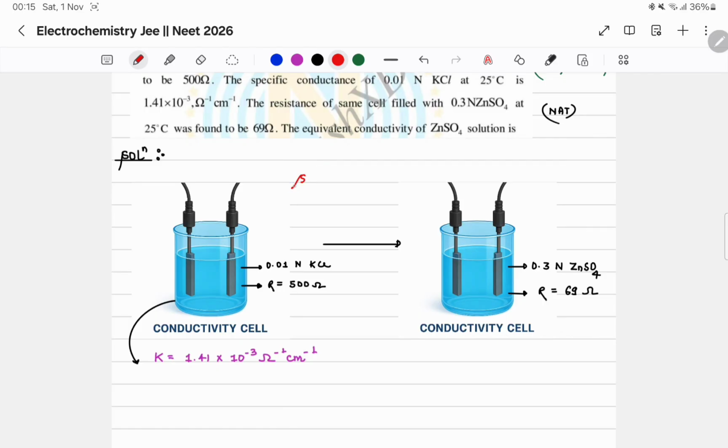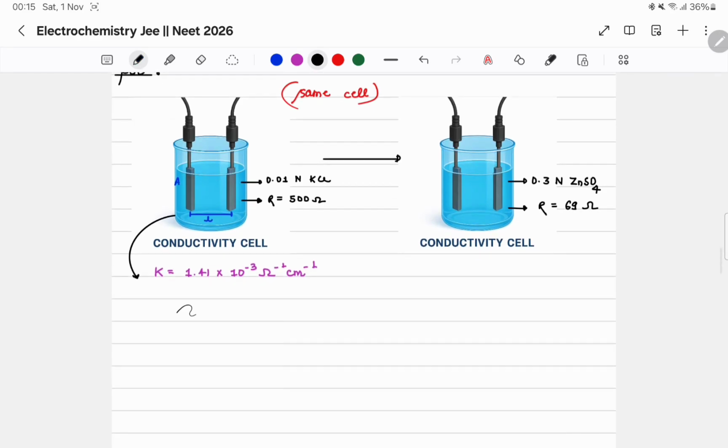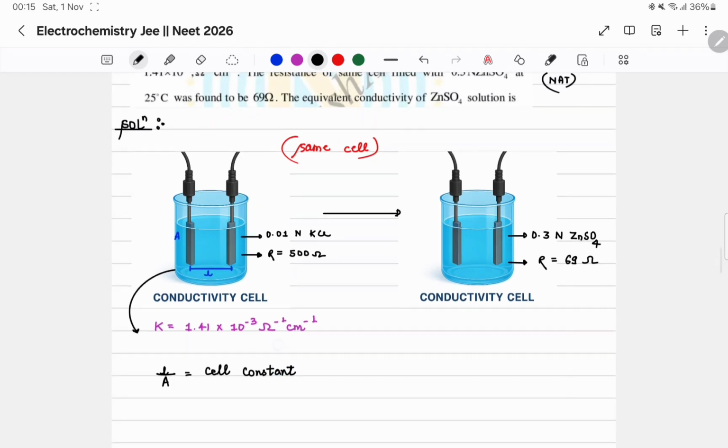But class, be aware they have told the same cell. Why am I giving so much importance to this point? If I am talking about the distance from this electrode to another electrode, that is L, and the area of the electrode is A. So when you are taking the same cell, this value L by A, length by area, is known as the cell constant. The cell constant for both of them, for this beaker and this beaker, will be the same, because we are taking the same cell.